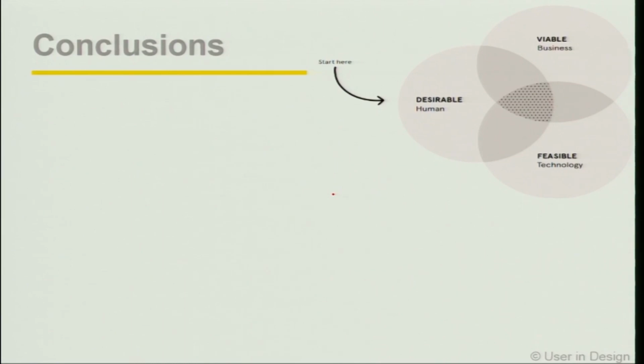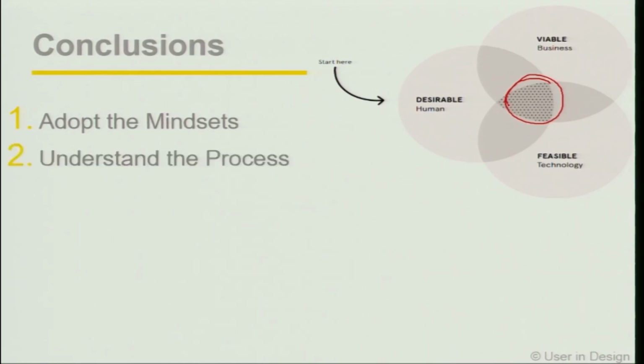So balancing the desirable, what people desire and want and need, along with what the business needs are, what is viable, along with what the technology provides, what is feasible, the balance of all that creates strong innovations. So in conclusion, what I would like to tell you is, adopt these mindsets. We've learned what the different mindsets are for a strong design thinker and a people-centered designer.